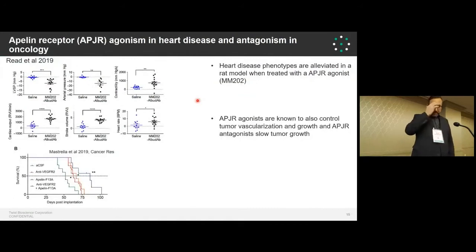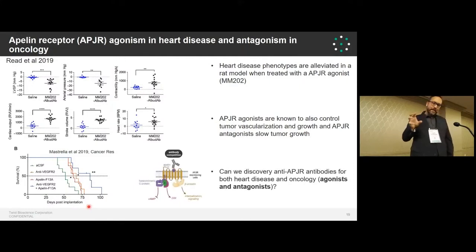Just as brief background, this is a rat model of heart disease. They were treated with an APJR agonist, and it alleviated these phenotypes in rats. And APJR is very well established to cause vascularization when it's activated, so blocking it is a really potent way of causing tumor death.